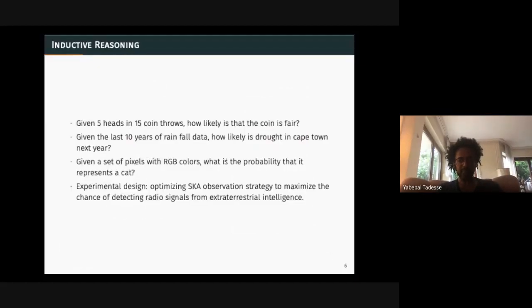Okay. In this inductive reasoning, if you want to find examples, these are the types of examples.